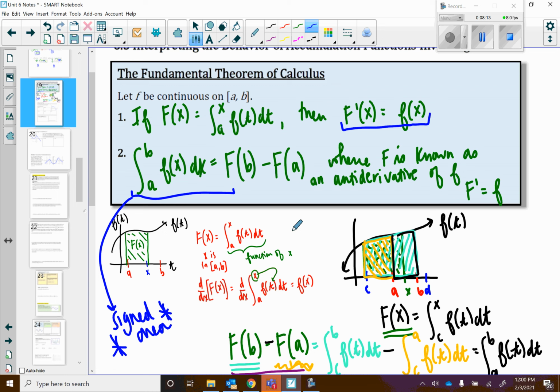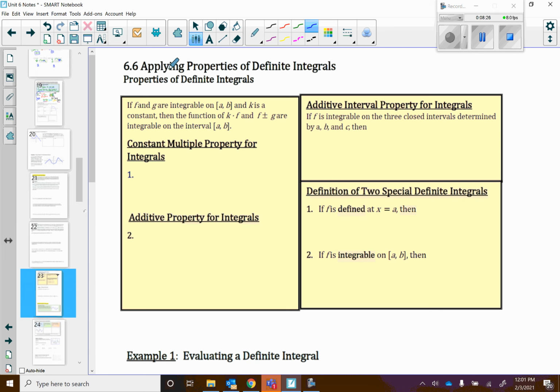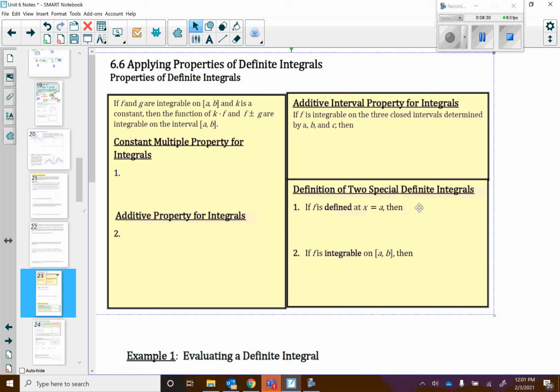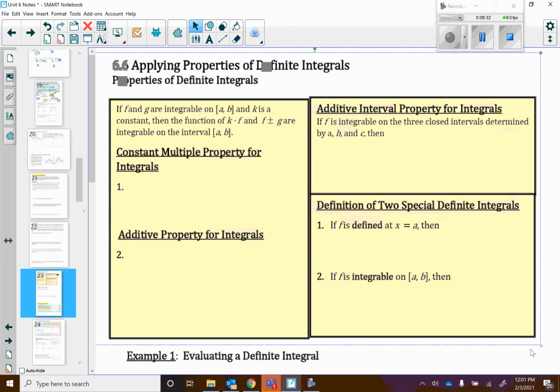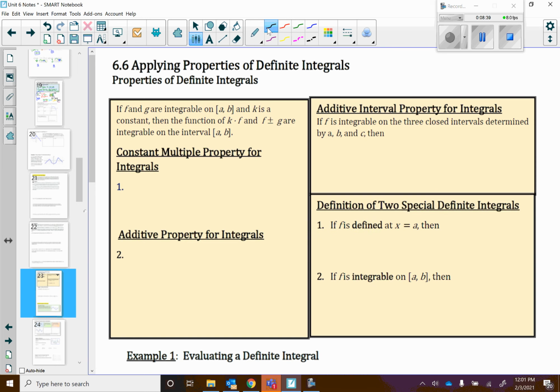I am going to skip ahead to a couple things in 6.6. I'm going to give you some properties of integrals, and then we'll do a bunch of examples in class. So I realize we're totally skipping ahead, but I think it's okay because we're just kind of talking about the content, and we will do examples together, which will help. So let's look at an integral.